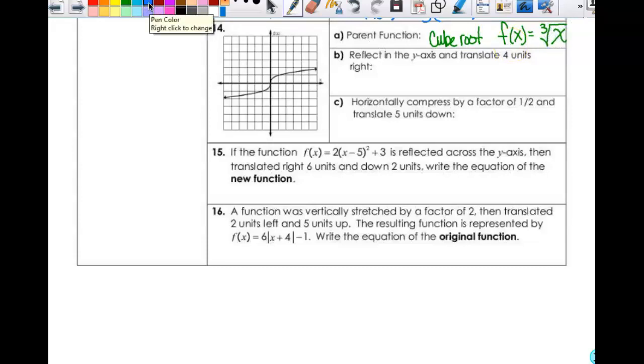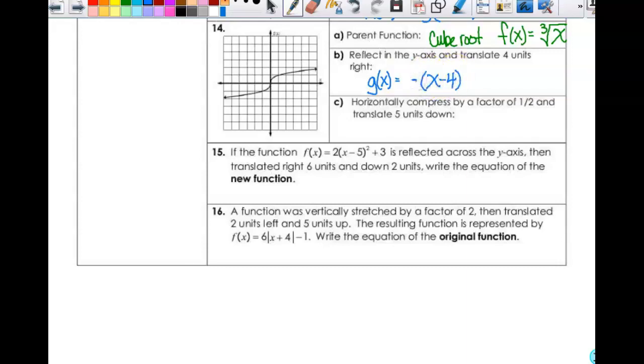So we're going to reflect in the y-axis, which means the sign has to affect x. So it has to happen before the cube root. And I'm going to translate it 4 units right, which means it has to happen before the cube root as well. So if this is g of x, then I know that I'm going to have x, I'm going 4 units right, so it's going to be minus 4, and then negative right here.